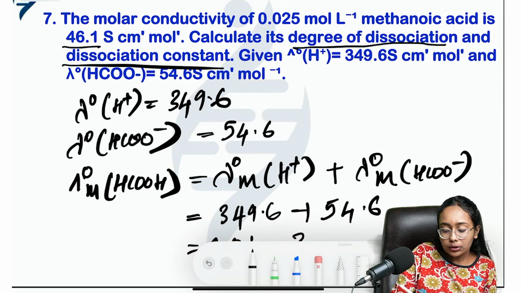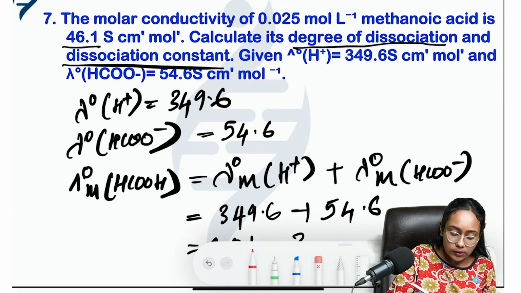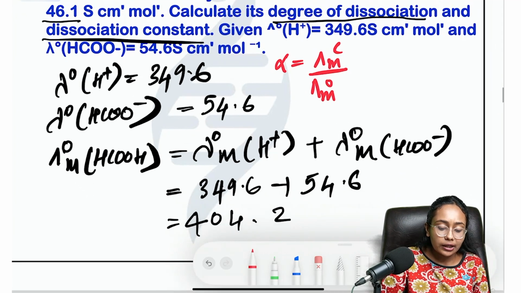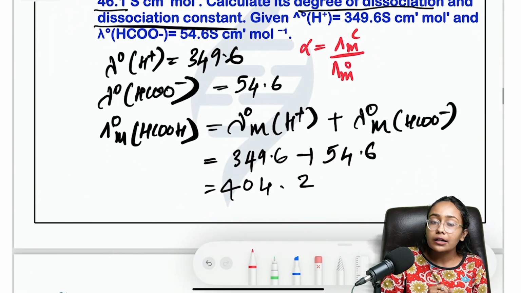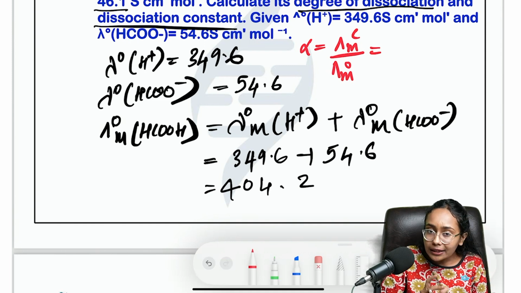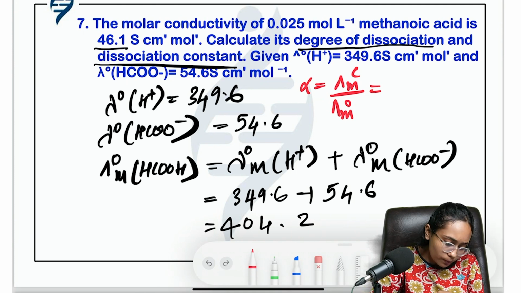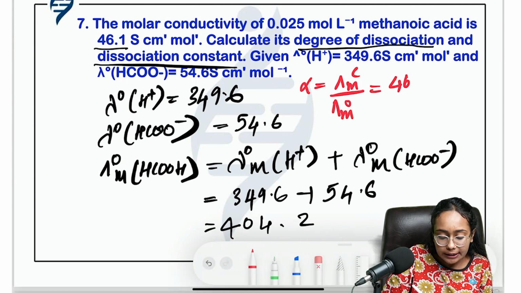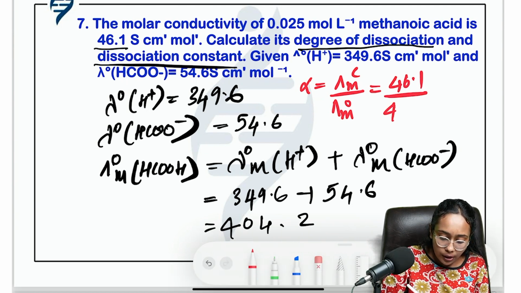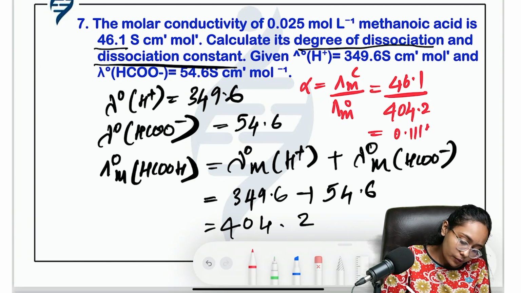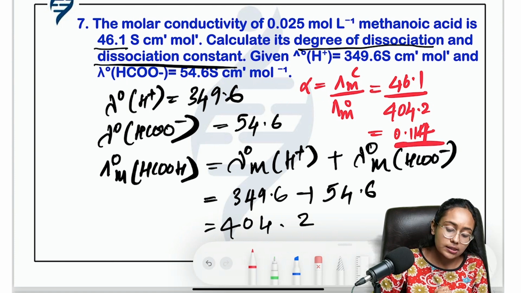Now we are asked to find out the degree of dissociation. Degree of dissociation alpha equals molar conductivity at a particular concentration divided by limiting molar conductivity. The molar conductivity at the particular concentration is already given here: 46.1 divided by 404.2. The answer is 0.114. Yes, this is the answer.